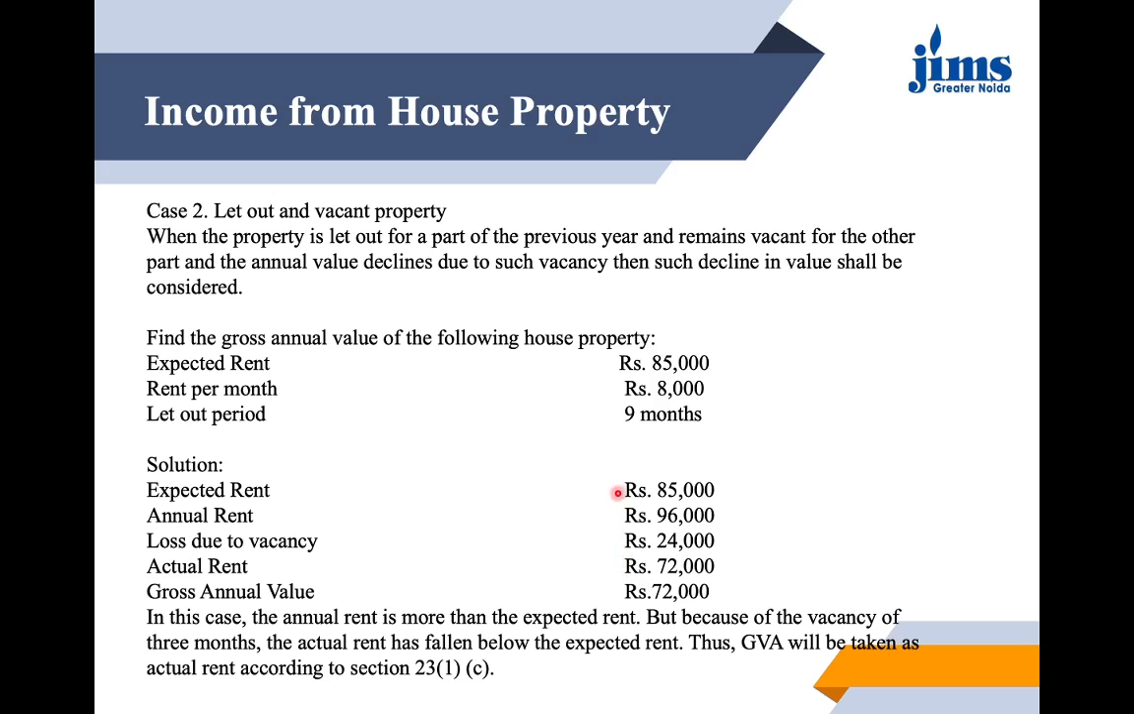In this case, we can see the expected rent and the actual rent. Till now we were considering expected rent or actual rent, whichever is higher. But in this case, we cannot consider the expected rent just because it is higher, because there is a loss due to vacancy. Annual rent of 96,000 is more than the expected rent, but due to the vacancy of 3 months, the actual rent has fallen below the expected rent. So in that case, the GAV would be taken as the actual rent only, according to section 23 subsection 1 that we have just studied.